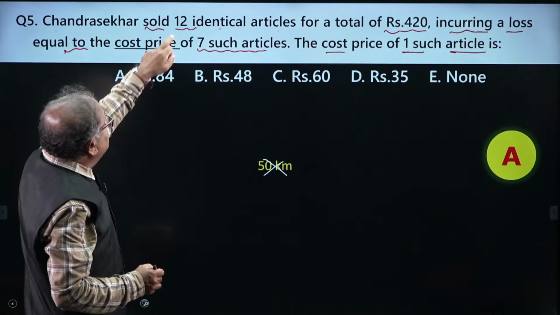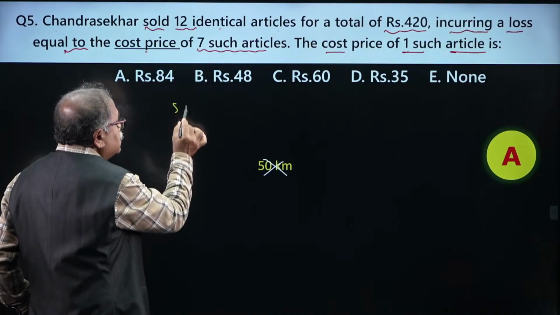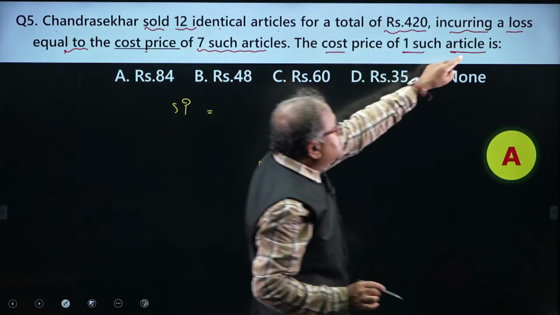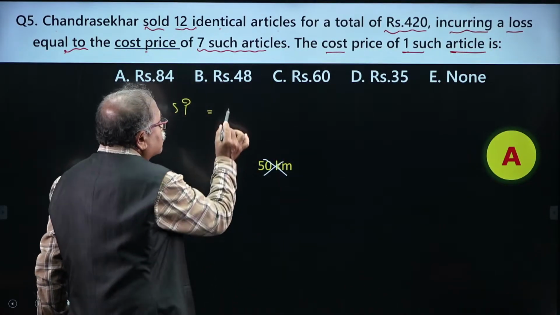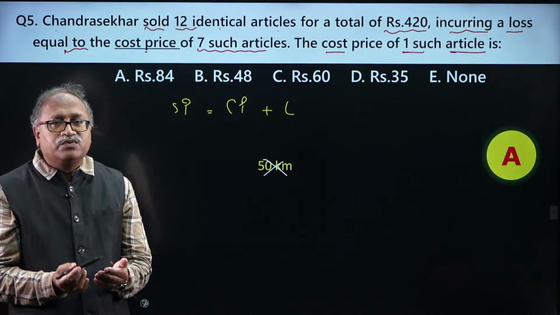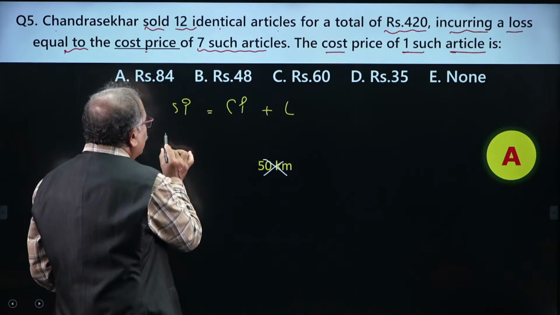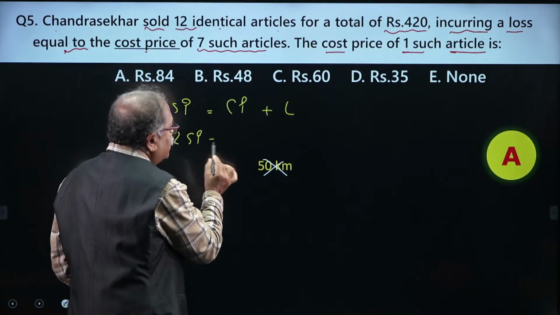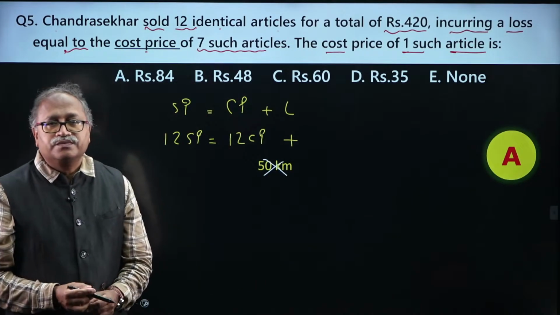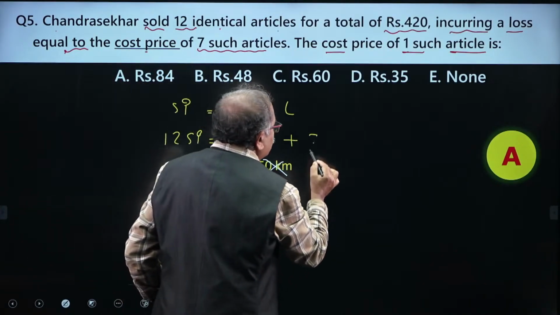It is given to us as the selling price of 12 articles. We know the selling price is equal to, in case of loss, cost price plus loss. We know the general relation between the selling price, cost price and loss. So, here the 12 articles selling price will be equal to the 12 articles cost price plus loss. And what is that loss? 7 articles cost price. So, 7 CP.